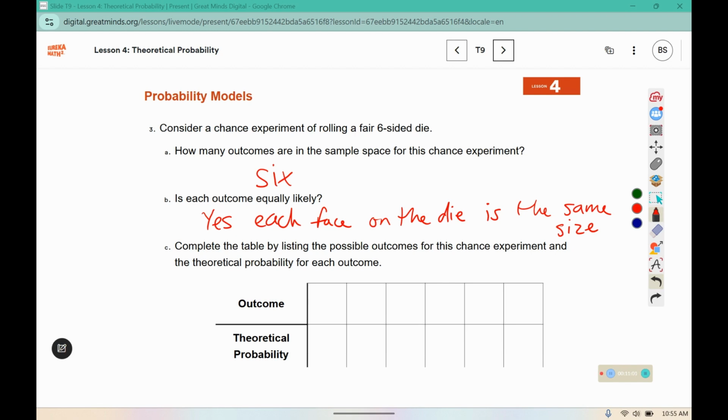Complete the table listing the possible outcomes for this chance experiment and the theoretical probability for each outcome. Well, we could roll a 1, 2, 3, 4, 5, or 6. So the theoretical probability would be 1 out of 6 because there's one face that has a 1 on it out of the 6.